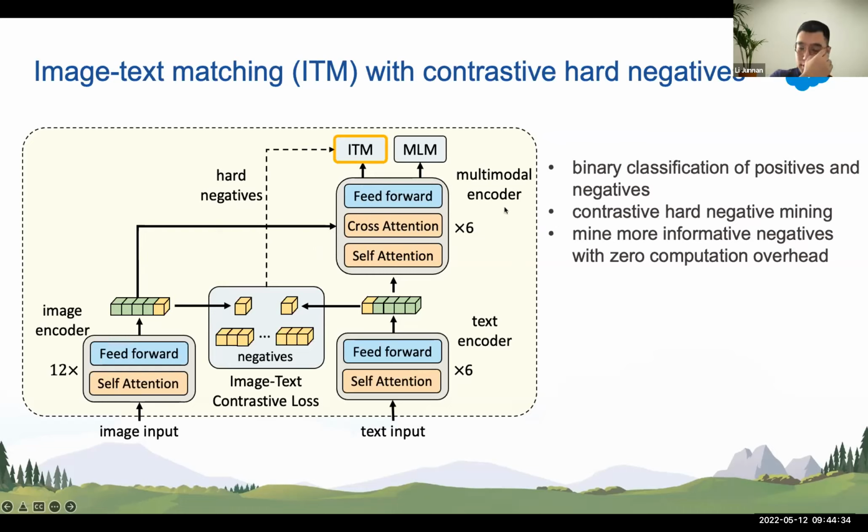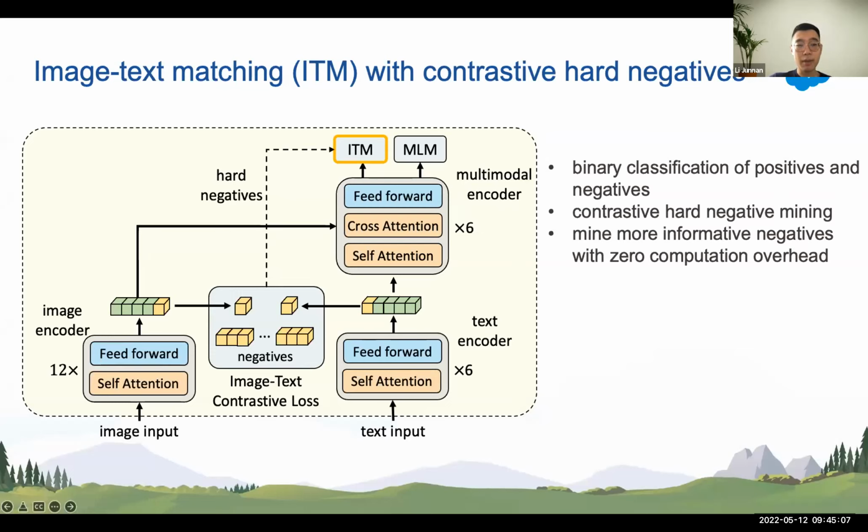And because these negative pairs are randomly combined based on your data, a lot of times it could be quite easy to tell that this is not a matched pair. So what we do is we use this contrastive loss to do hard negative mining, where we construct negative pairs that are actually more similar, but they are not the same. By doing this, we get more informative negatives that help us learn a better model.